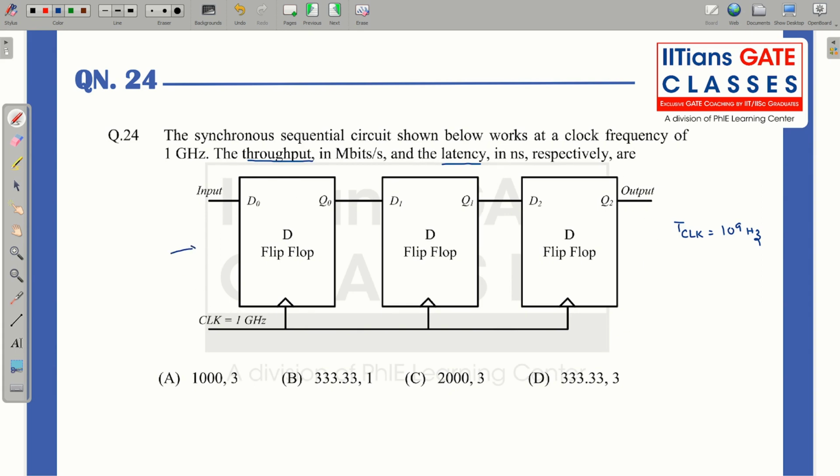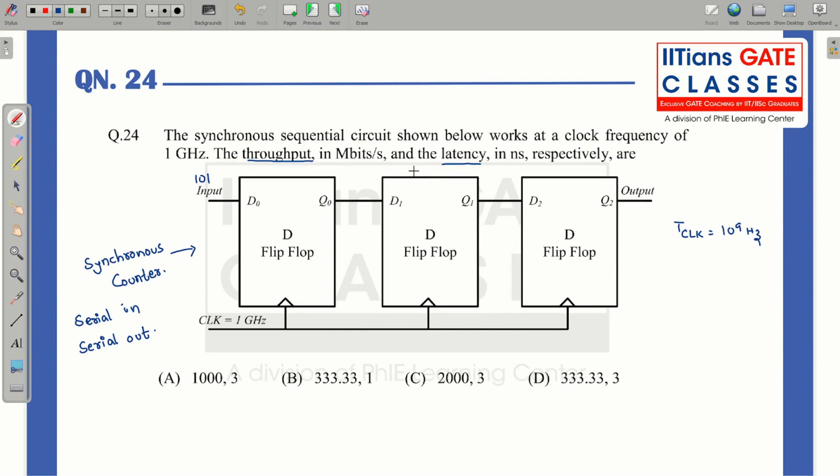You can see this circuit is a synchronous counter. This is serial in, serial out. This type of counter means if you give a bit sequence 101, serially this bit will go first into this flip flop, then this flip flop, then this flip flop, and then come out. Similarly 0 will also go. So this is a serial in, serial out counter.